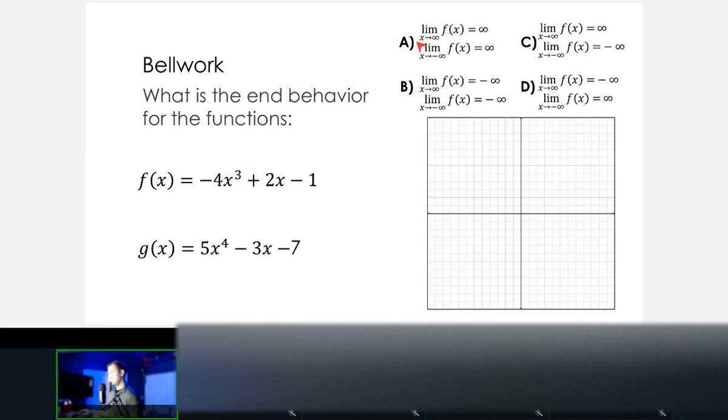Nobody should have chosen A or B if they looked at this and said, all right, it's not even, so they can't have the same end behavior, right? Odd have different end behavior. So C or D would have been the better close-your-eyes-and-pick-one, right?